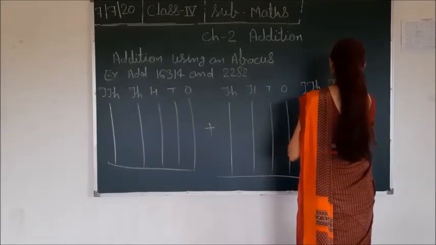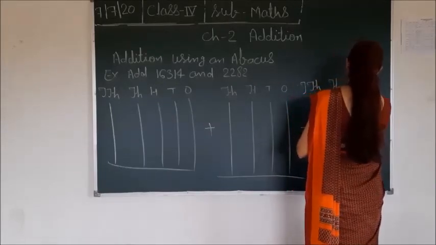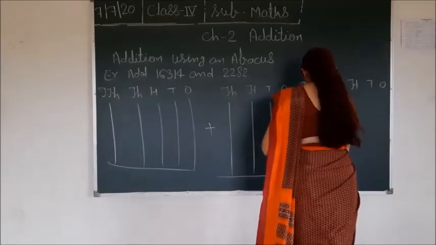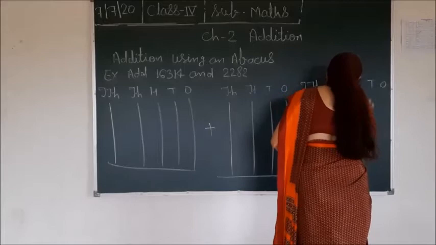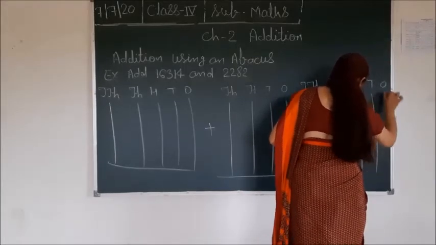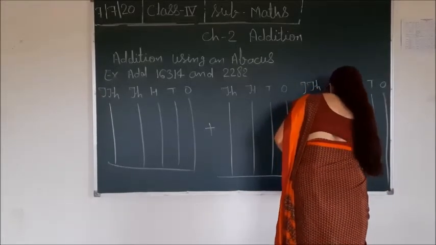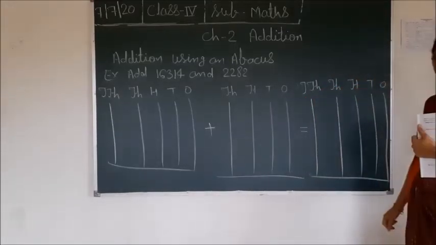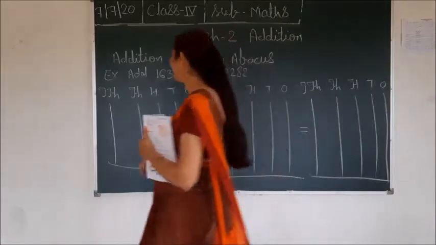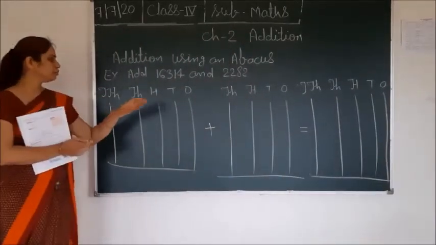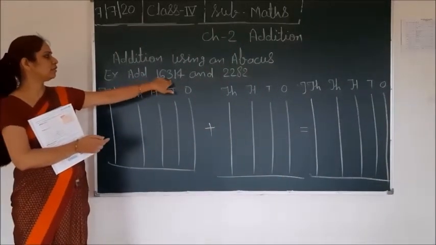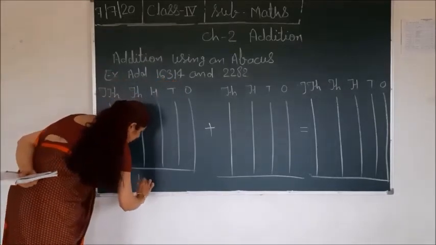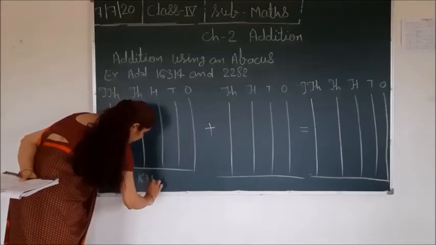With 1,000, 100, 10 and 1. Done? Now we put the beads of this number. This is 16,340. We write here 16,340.